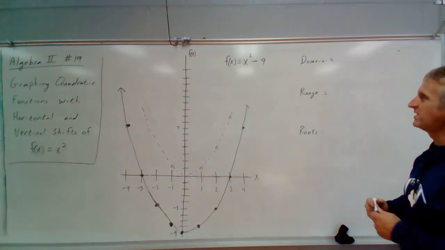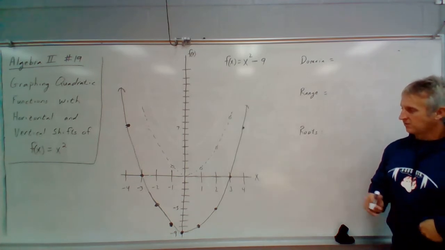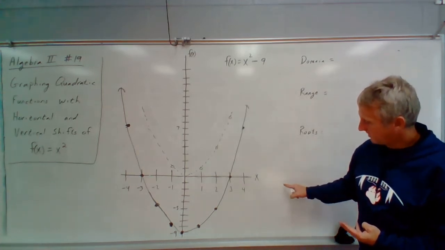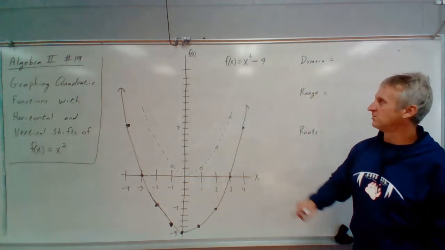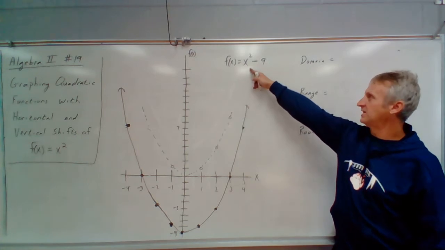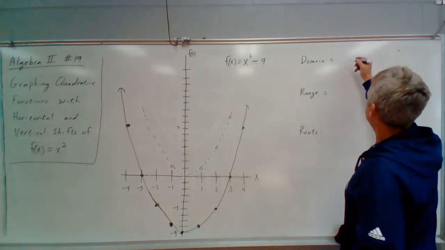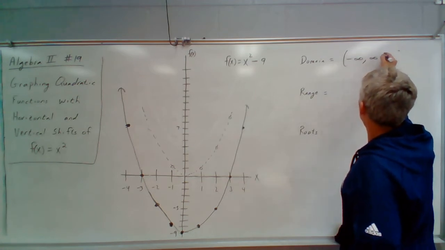All right, so let's answer some basic questions about this function. First of all, what's its domain? Domain, again, is the set of all numbers that you're allowed to plug into the function. I'm allowed to plug in any real number to this function because I can multiply any real number by itself and then subtract 9. So the domain is from negative infinity to infinity.